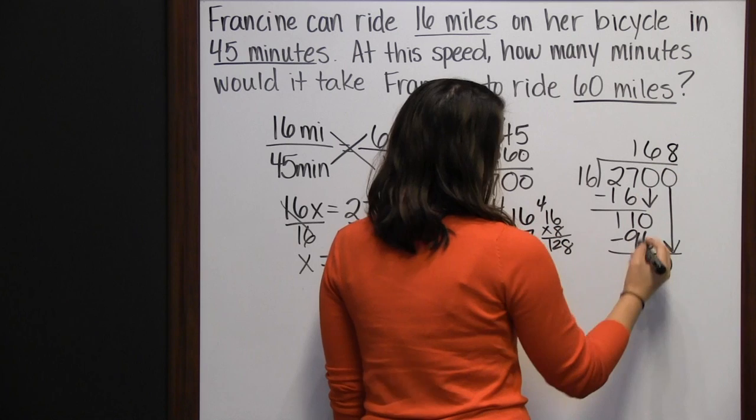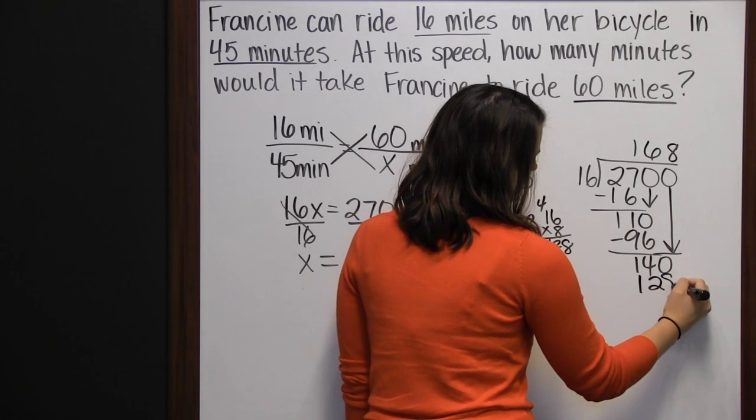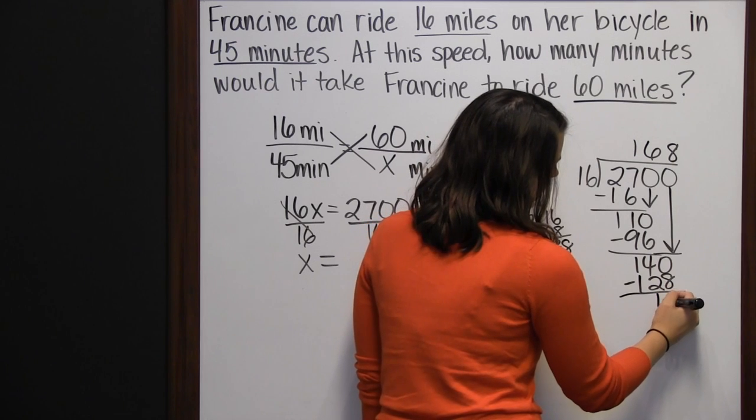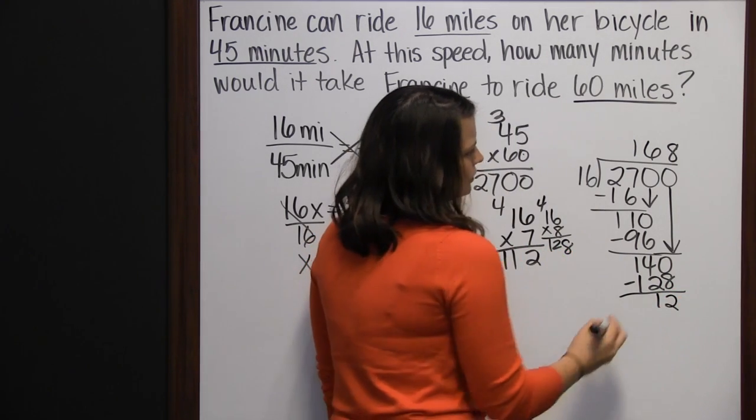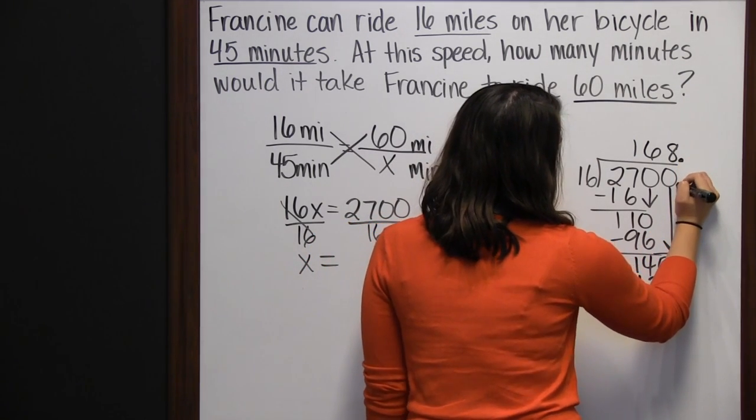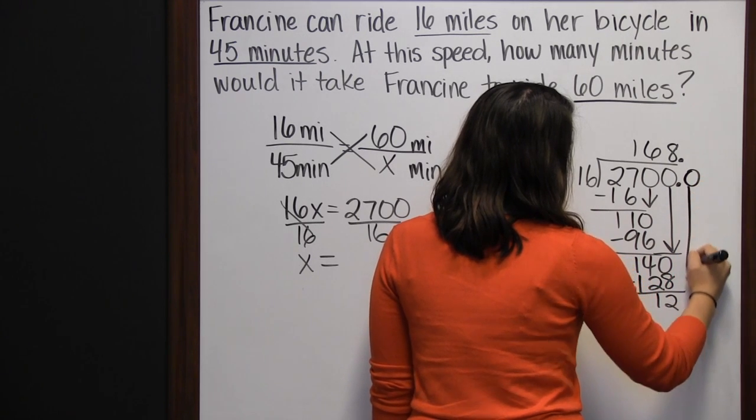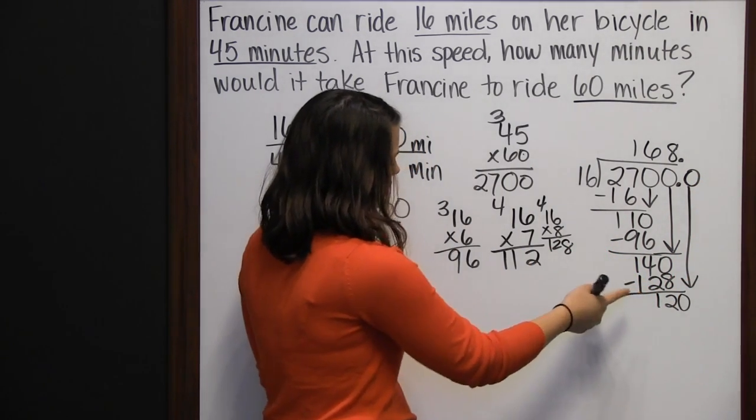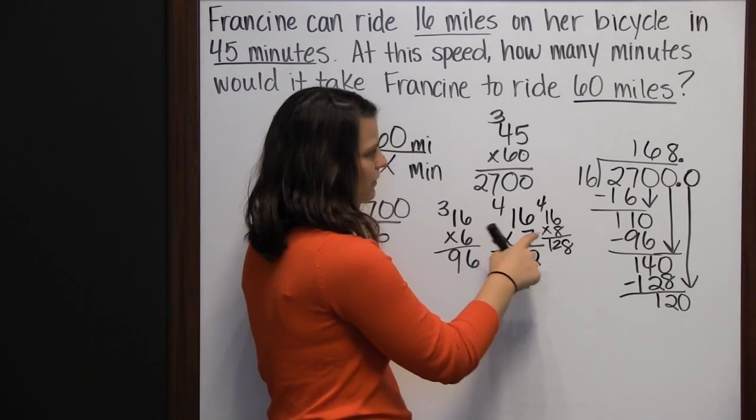So 8 times, and we get 128. And when we subtract those numbers, we get 12. So that means we need to add a decimal and a zero and bring it down. 16 goes into 120 7 times.